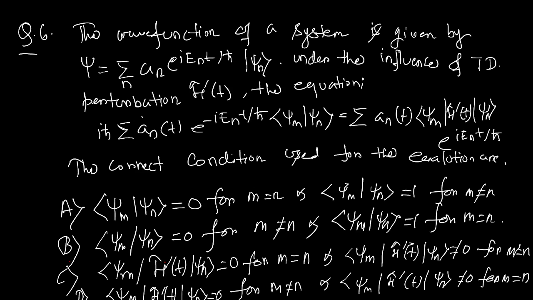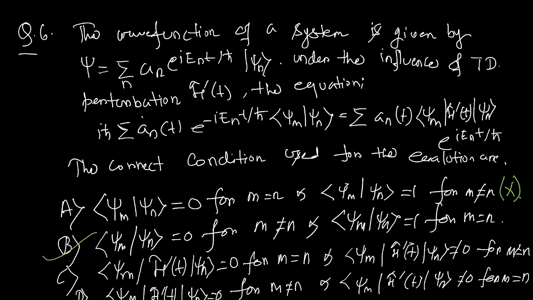So let's find that option. The first option is saying that for m equal to n, the overlap between psi_m and psi_n will be 0, so this is an incorrect option. Second option, psi_m psi_n is 0 for m not equal to n, correct, and for m equal to n it is 1. So this option is the correct one.